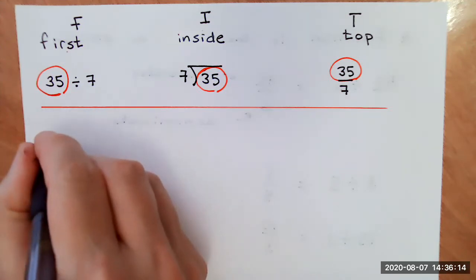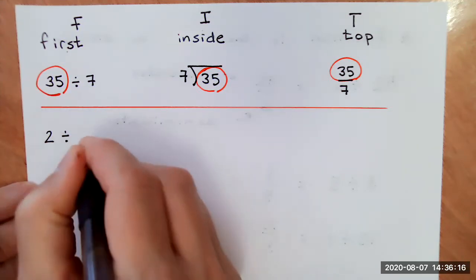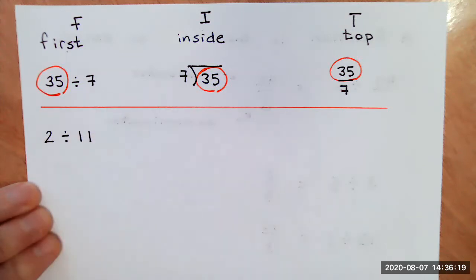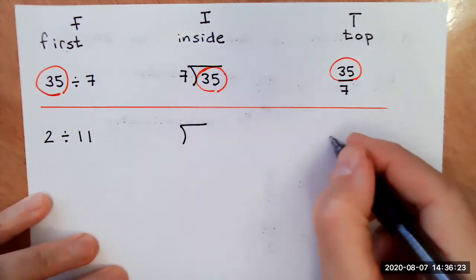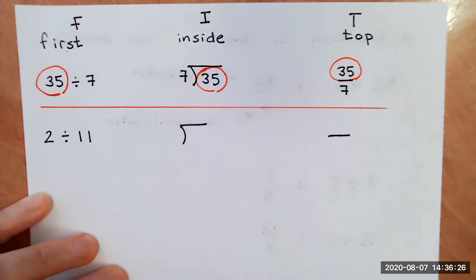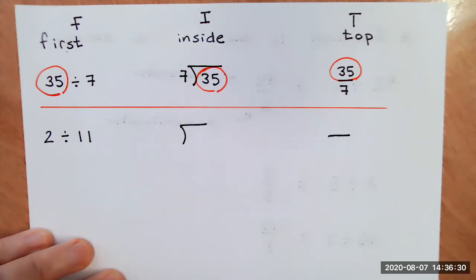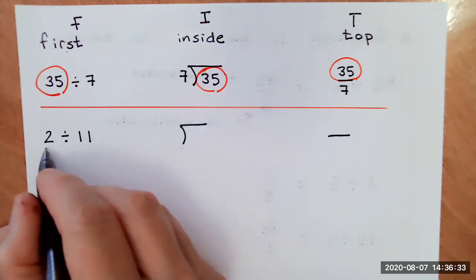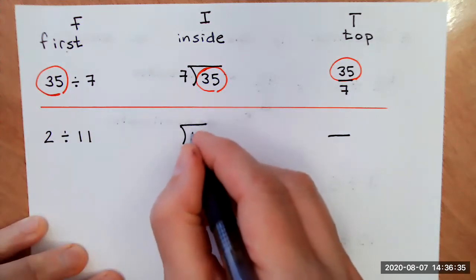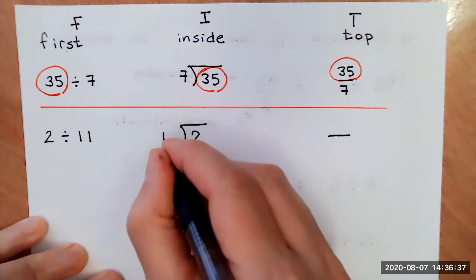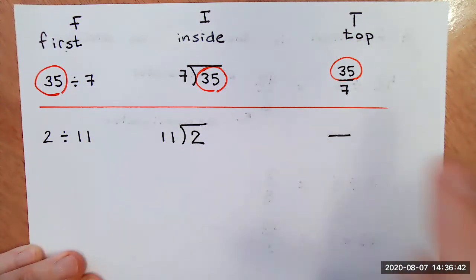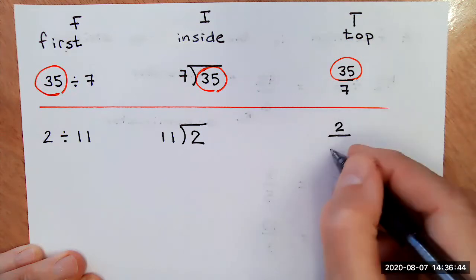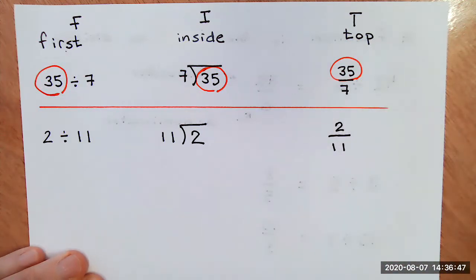If you have 2 divided by 11, take a moment and write it the other 2 ways. All right, since 2 is first, that's the number that goes on the inside. And the number that's first also goes on top. Let's try another one.